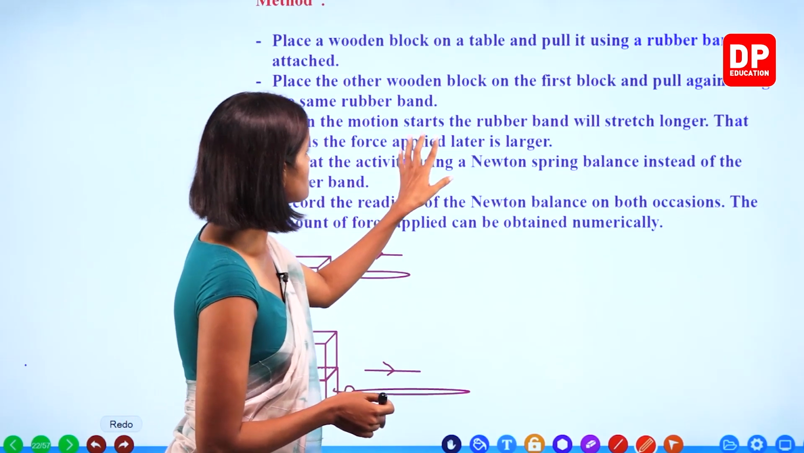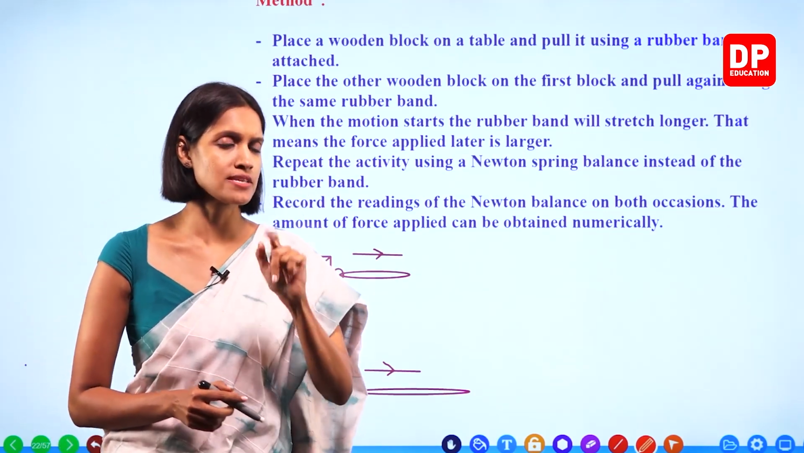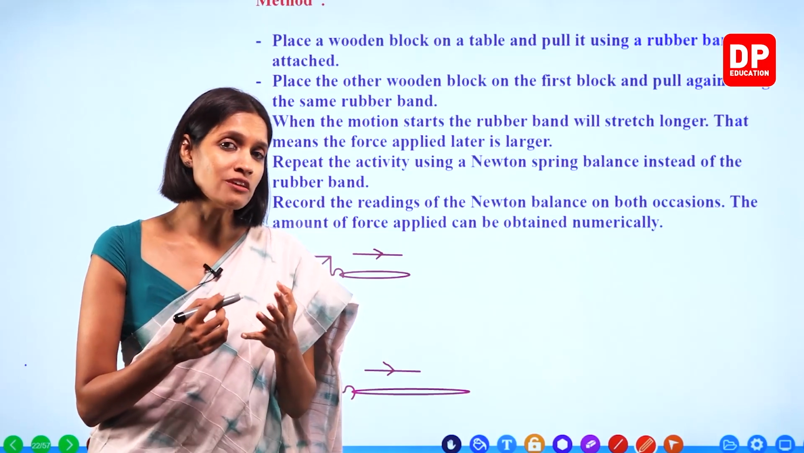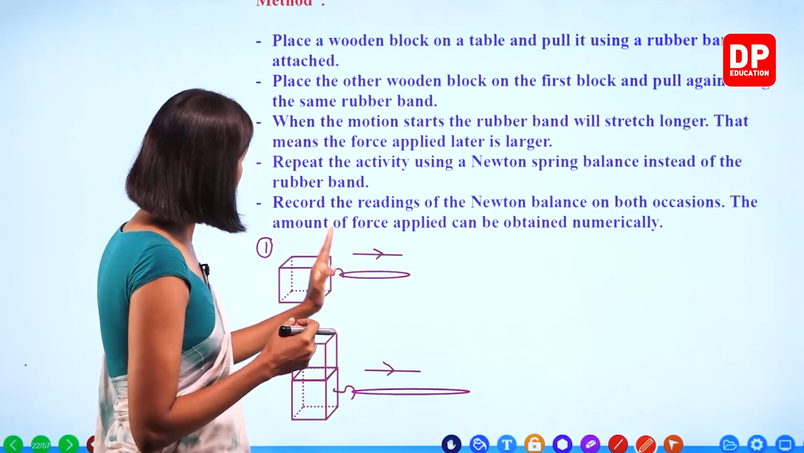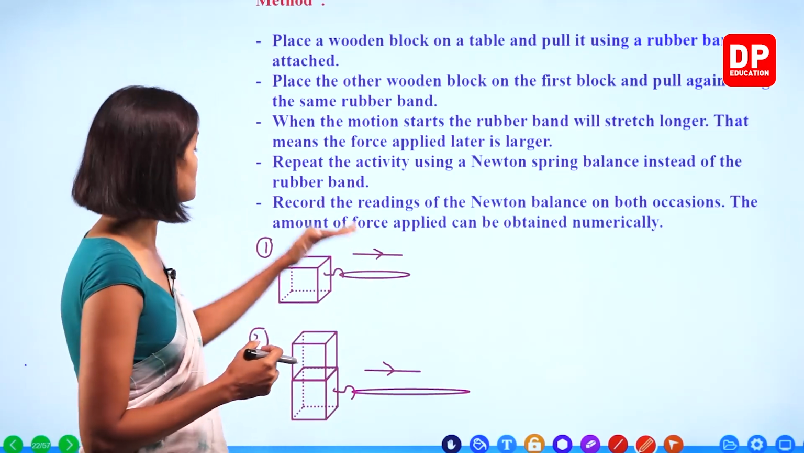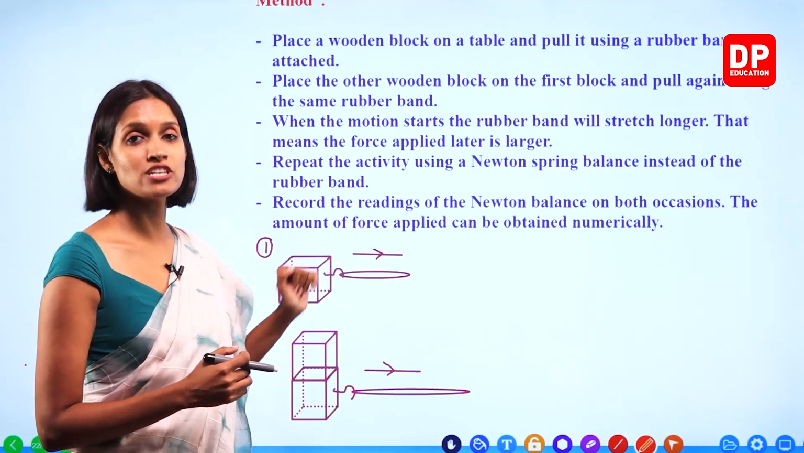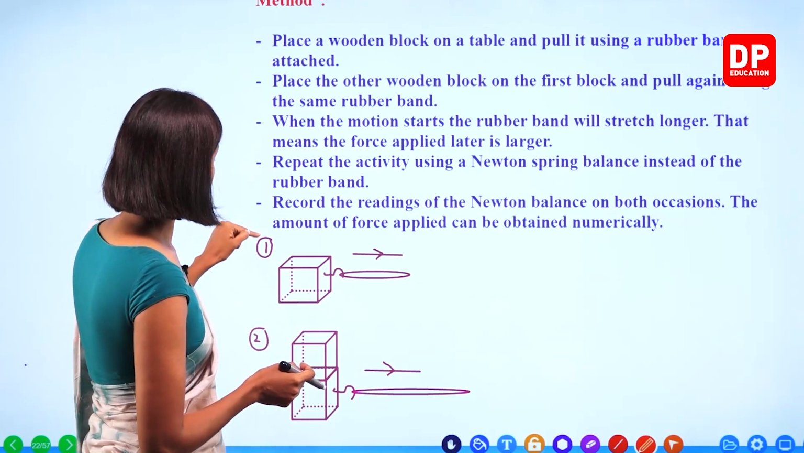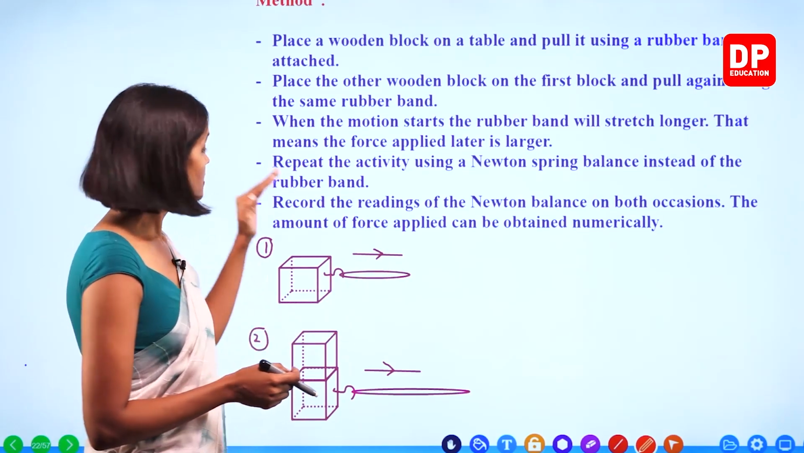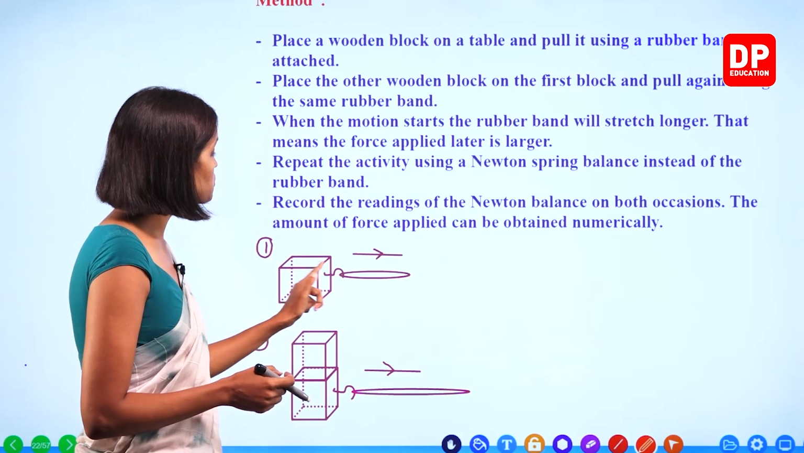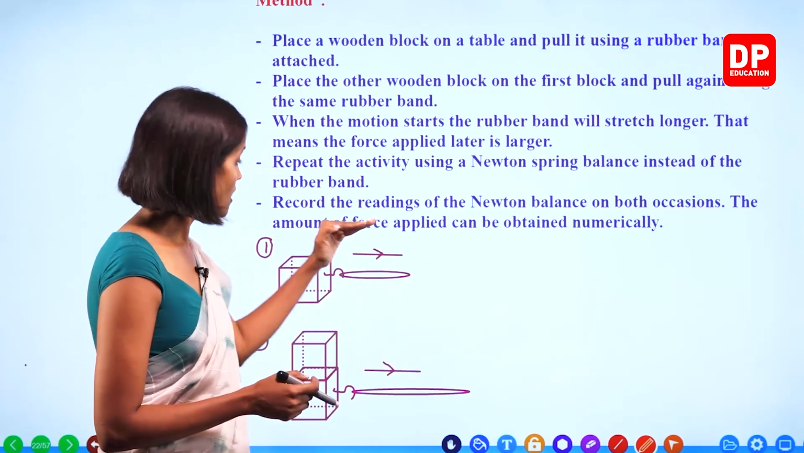Repeat the activity using a Newton spring balance instead of the rubber band. So when we consider the Newton spring balance, I will show you all. So this Newton spring balance has a metal spring inside it. It stretches. So instead of the rubber band, we have to follow the same steps we followed here. This time using the Newton spring balance. Right? So the first step, we pulled 1 wooden block using the rubber band. Right? So as the third step, what we have to do is, instead of this rubber band, we have to fix the Newton spring balance. And we have to pull it.